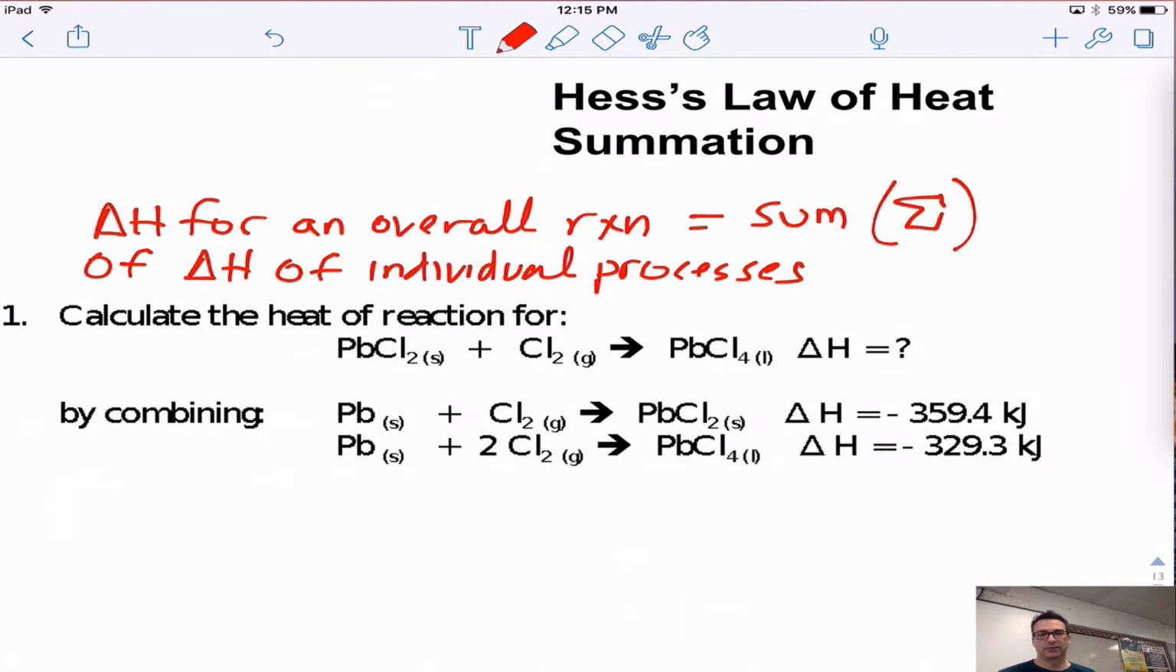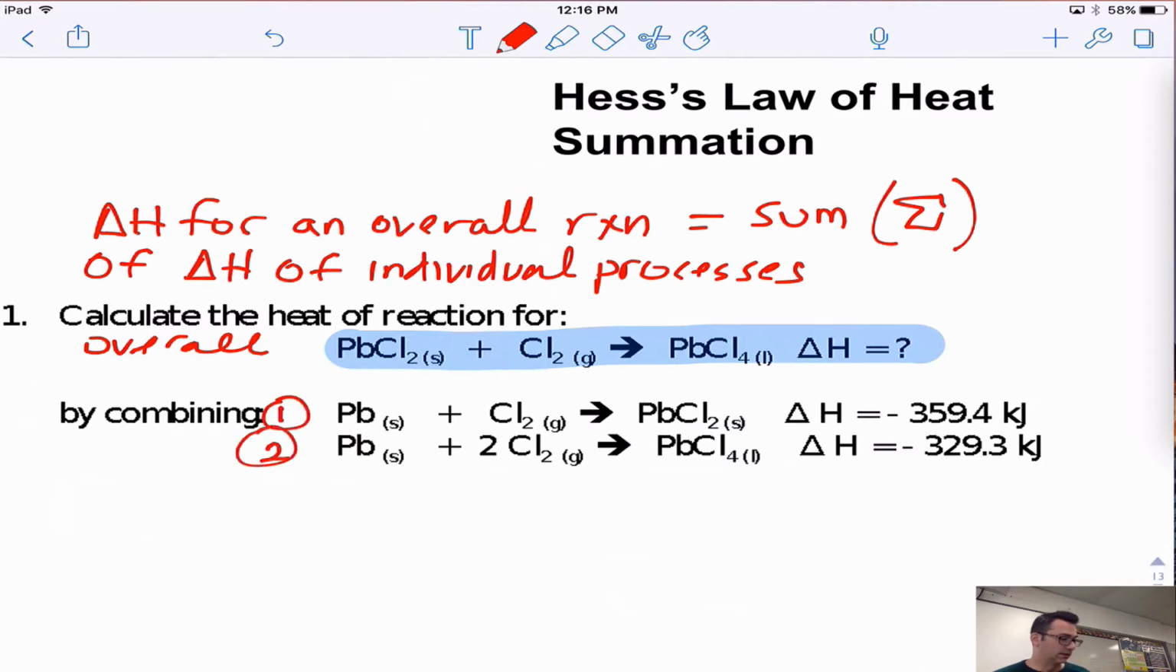When I look at this first problem, we have lead 2 chloride plus chlorine giving you lead 4 chloride. I give you a delta H for this reaction, but I don't tell you what it is. This is my overall reaction. I'm also giving you individual processes, process 1 and process 2. Somehow, adding up processes 1 and 2 to equal the overall process, I should be able to also add up the delta H's.